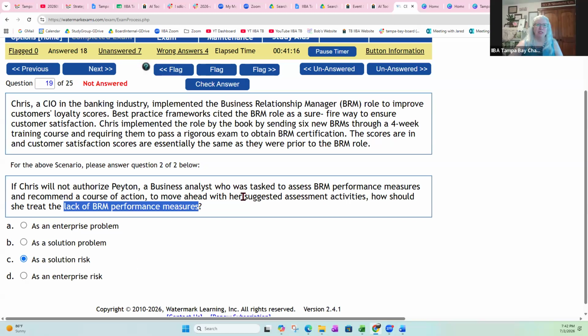She had assessment activities to figure out what was the cause of the problem, and he's not letting her do that assessment. So does she need to do an assessment on the solution or on the enterprise? Solutions. The solution is the BRMs, right? Or it's the software itself. But it sounds like the problem may be outside of that. What do you think? Yeah, I think D. External. Let's test D.